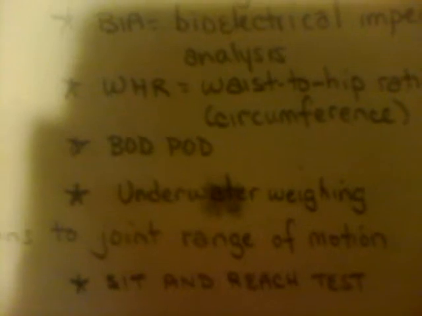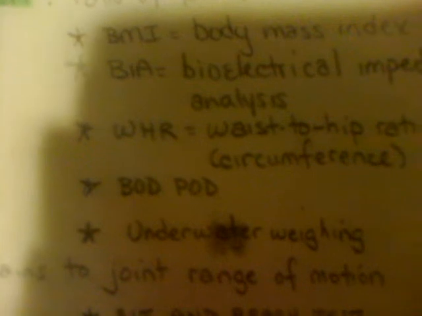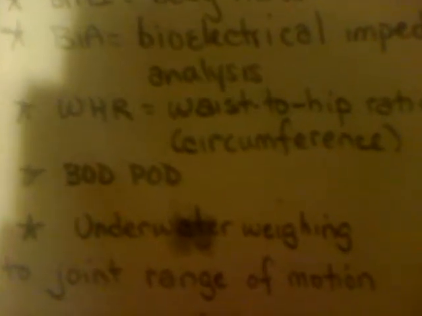Now, the other two here are a little bit more complicated. However, they are based on what's called the Archimedes principle. The Archimedes principle pertains to air or water being displaced by a human being's mass. The Bod Pod, as opposed to underwater weighing, which is quite obvious, has more to do with using air to determine someone's body composition. Whereas with underwater weighing, you submerge a person into water, and that can also tell us how much fat versus muscle a person has. Okay, so that's body composition.